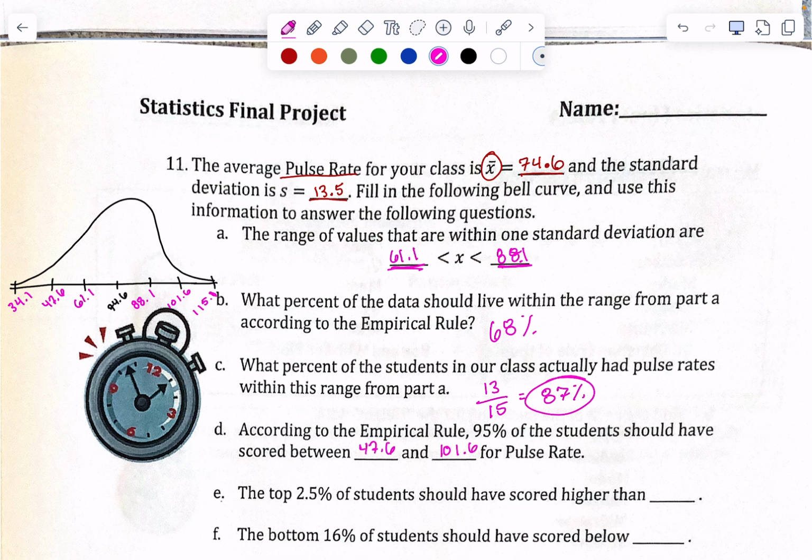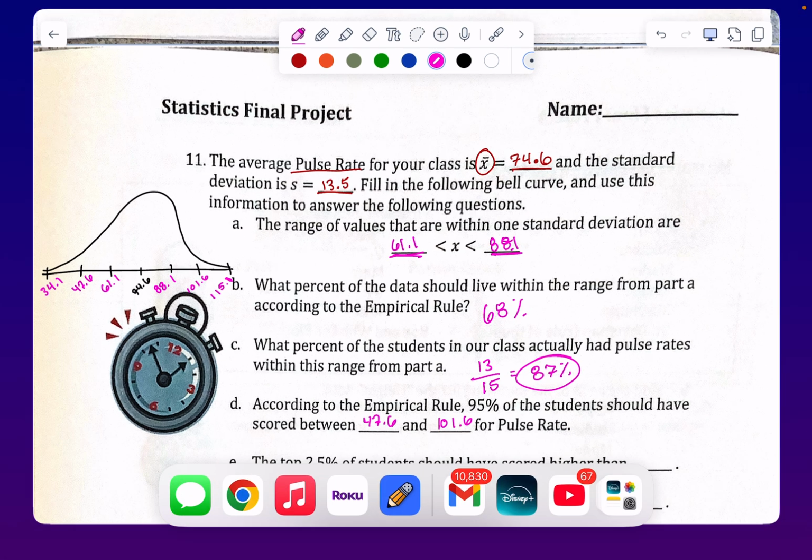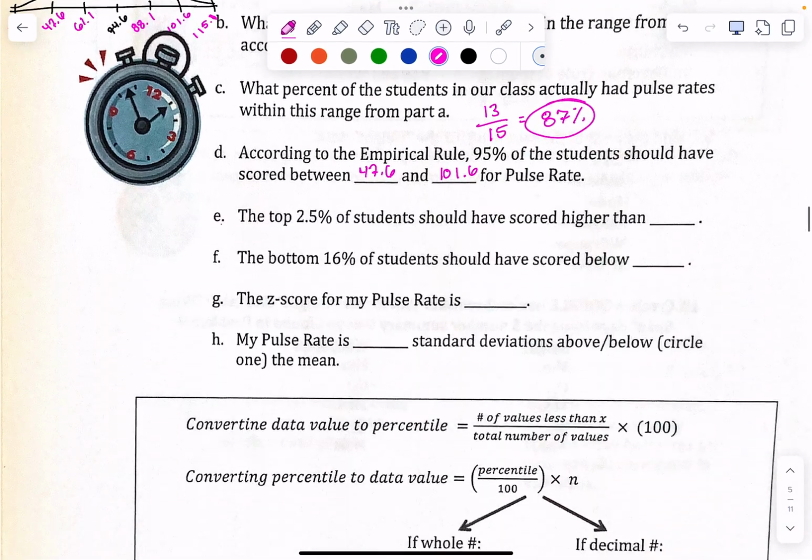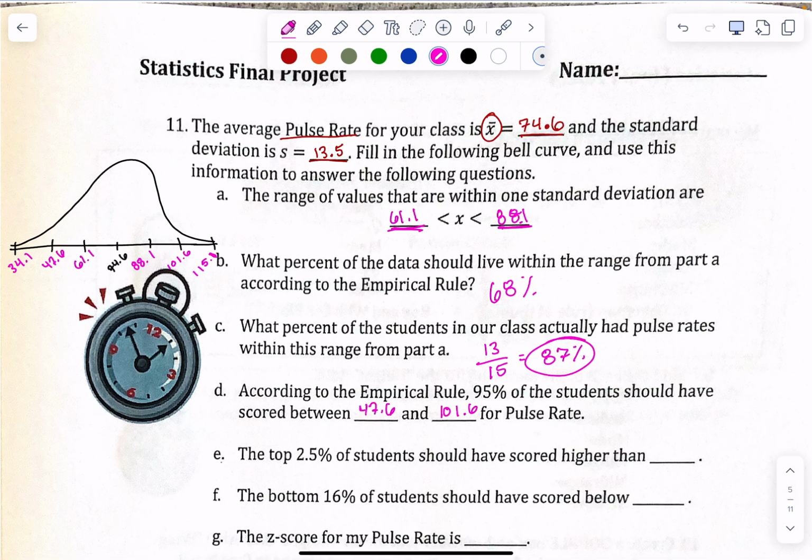All right, now this is the hard part. The top 2.5% of students should have scored higher on their pulse test. So should have scored a 115? No, it's between 106. Yeah, it would be. 2.5% is right there, these two chunks, right? Is that correct on the bell curve?